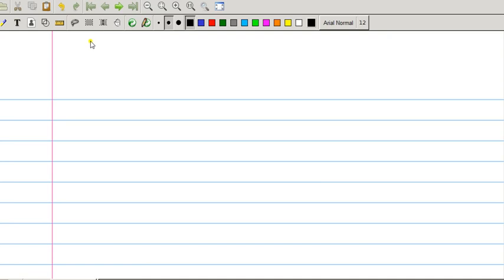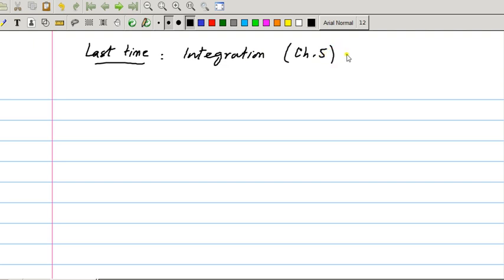So last time we studied integration, Chapter 5, and I think I covered 5.2 was just the definition of integration, and I think antiderivative, then substitution, then 5.5, 5.6 was about definite integral.